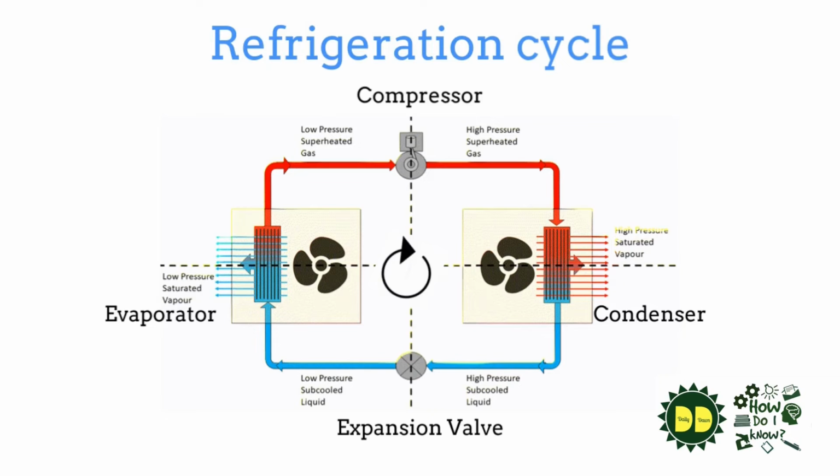After the condenser, the high-pressure, low-temperature liquid refrigerant enters into the expansion valve. The expansion valve is a pressure dropper. It drops the pressure of the liquid. As the pressure drops, the temperature also drops. As the refrigerant leaves the expansion valve, it becomes low-pressure, low-temperature liquid.